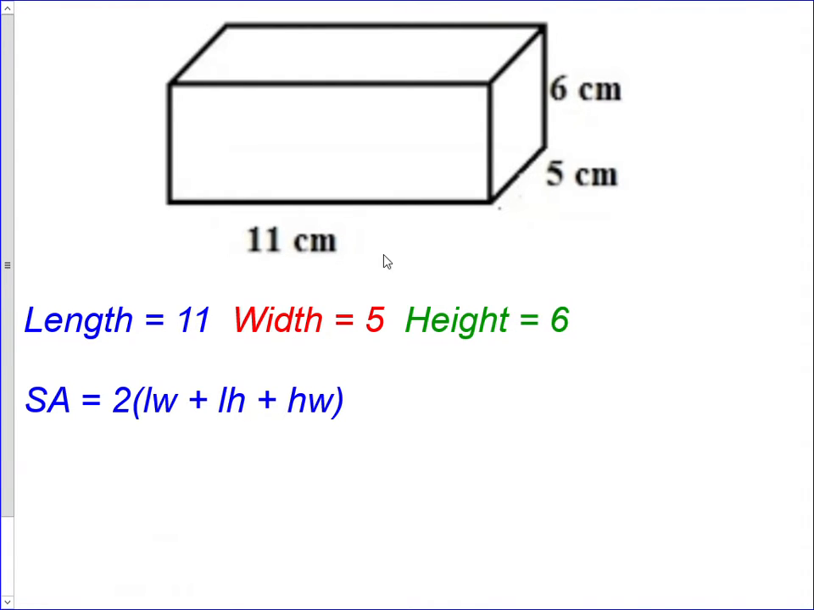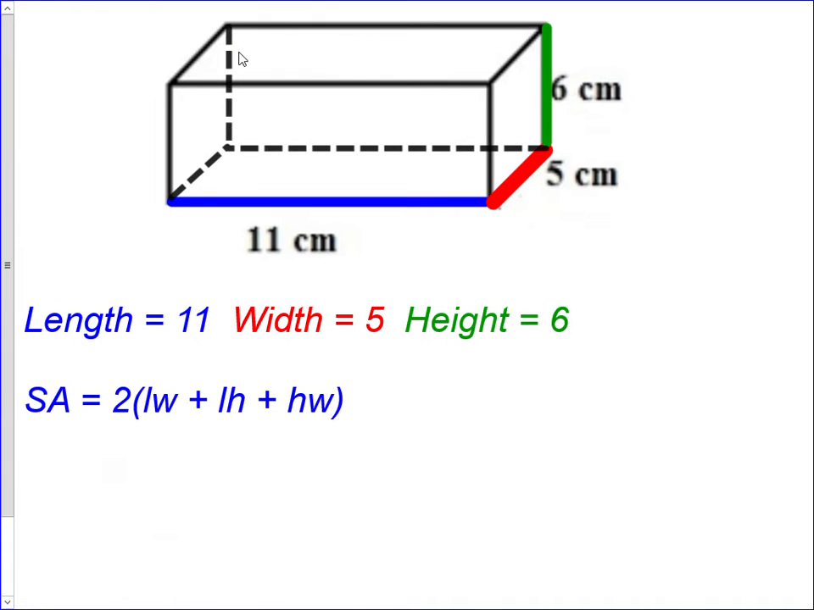Here we have a rectangular prism. It has a length of 11, it has a width of 5, and it has a height of 6. Now we can imagine the other faces. So we've got the bottom here, and it has a corresponding top. We have the front, which has a corresponding back. And then we have the right side, which corresponds with the left side. So let's just take a look at this and go ahead and plug it into our formula.